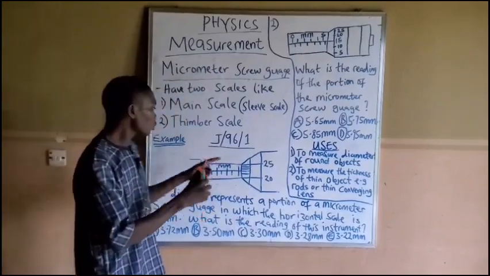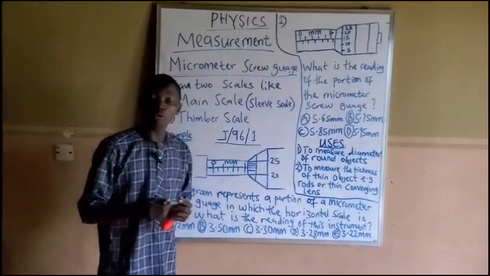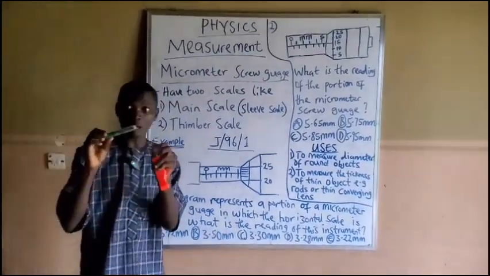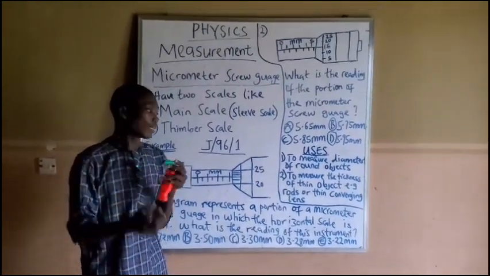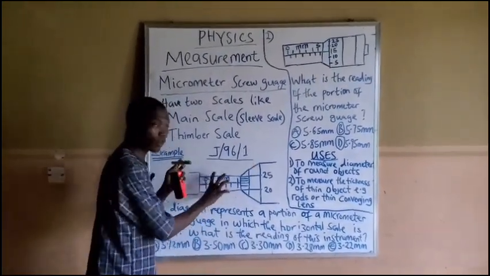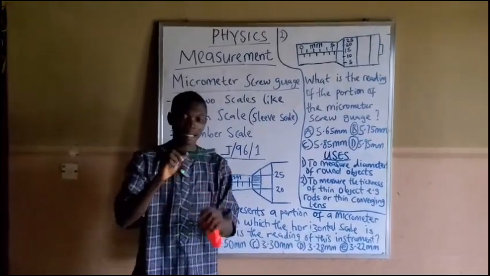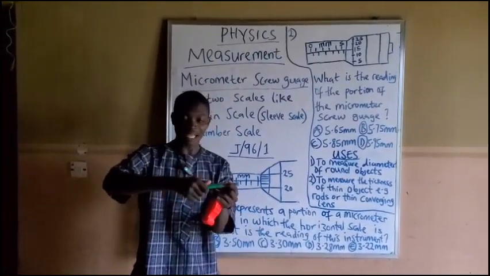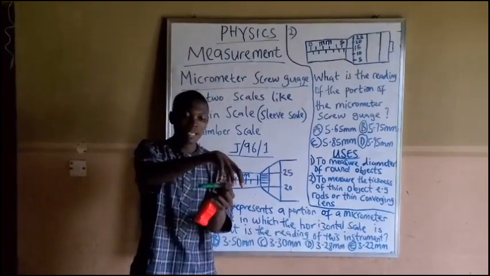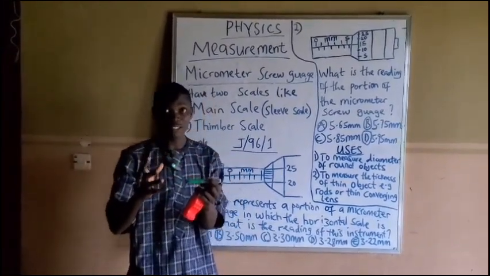Now, how does it look? For those of you who have not seen it, I will use this thing to demonstrate a micrometer screw gauge for you. The thimble can rotate while the main scale does not rotate. It's just like this marker. This part can rotate, and I refer to this part as the thimble, while this is the main scale. The main scale does not rotate.